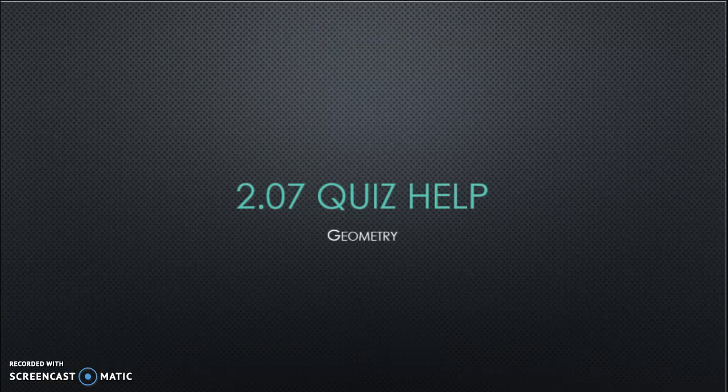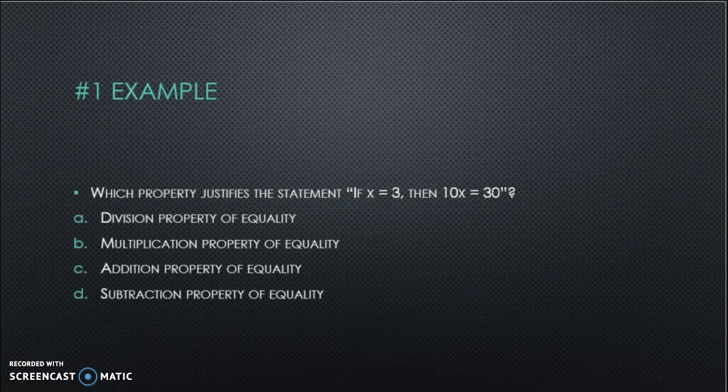Let's talk about the 2.07 quiz. Here's an example for number 1, something like you'll see on number 1 of the quiz. So we're going to start slowly heading into proofs, but we're going to do that by just making some statements and practicing justifying them. So if I say the statement, if x equals 3, then 10x equals 30.